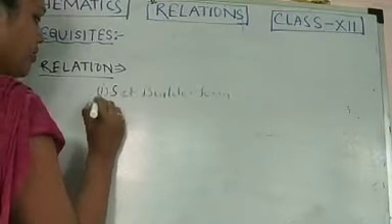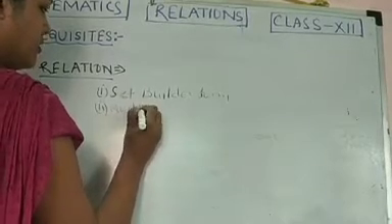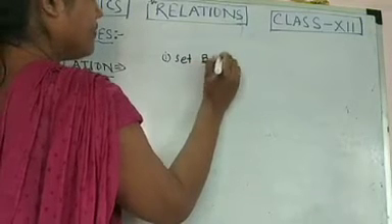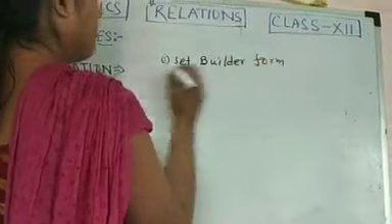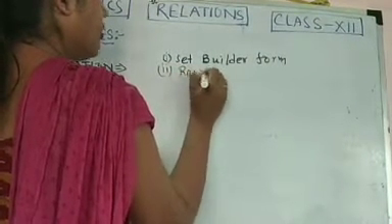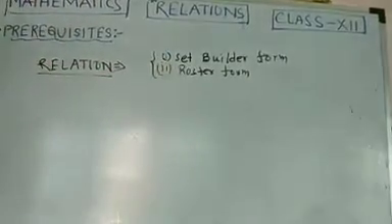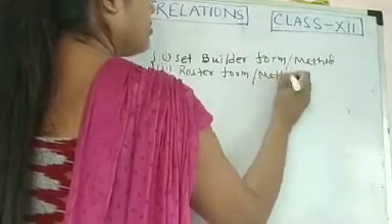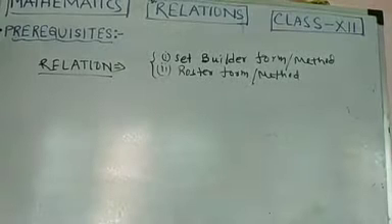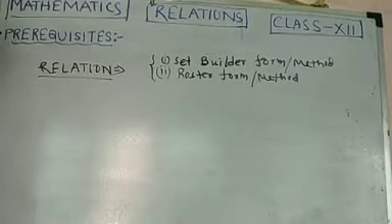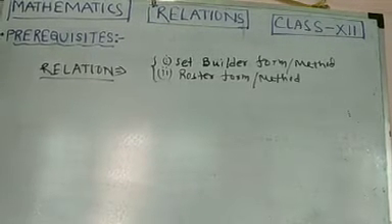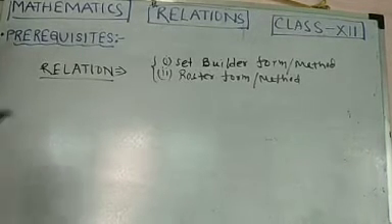Number one is the set builder form, and number two is the roster form. These two methods are the algebraic representation of a relation. And number three is the arrow diagram method. This is the visualization representation of a relation. The arrow diagram is very important for representing a relation.